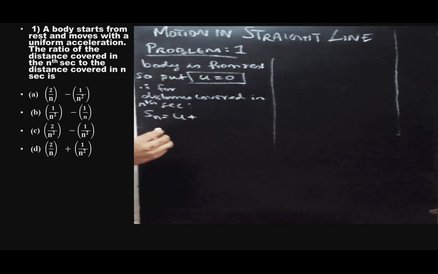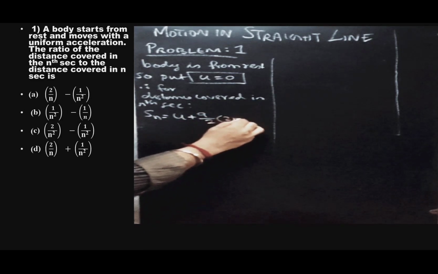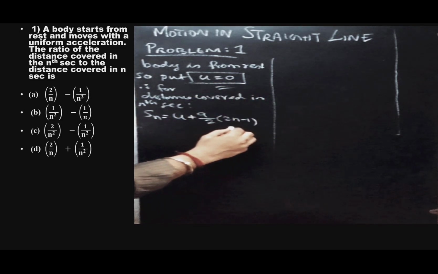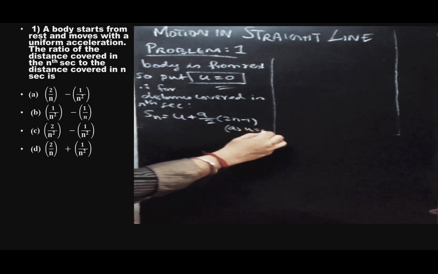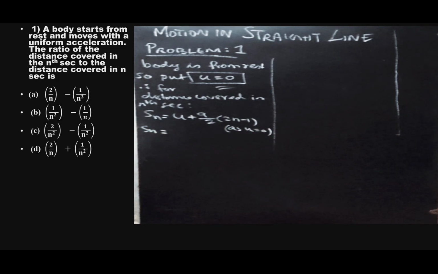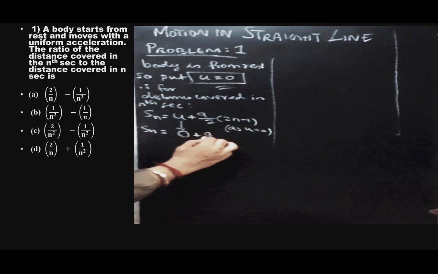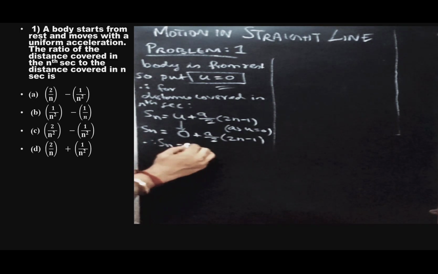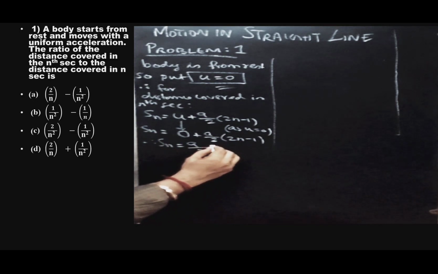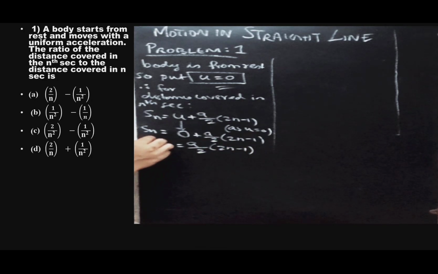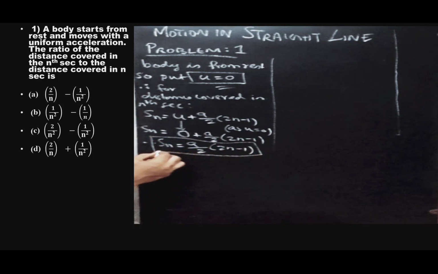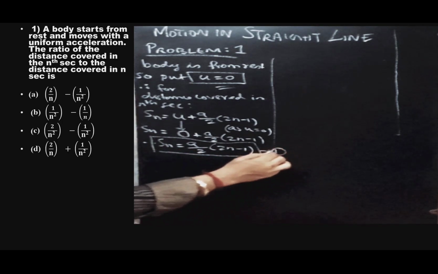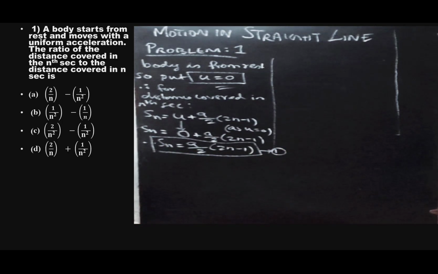Now the next one is the distance covered in the nth second. The formula you are using is Sn equal to u plus g by 2 into 2n minus 1. As u equal to 0, the first term goes off. Substituting it, Sn is equal to g by 2 into 2n minus 1. I take this as equation number 1. So for the nth second, you have the expression.